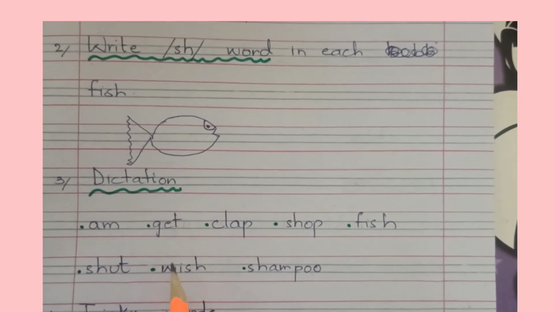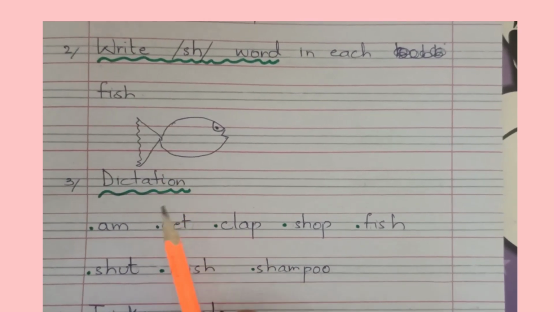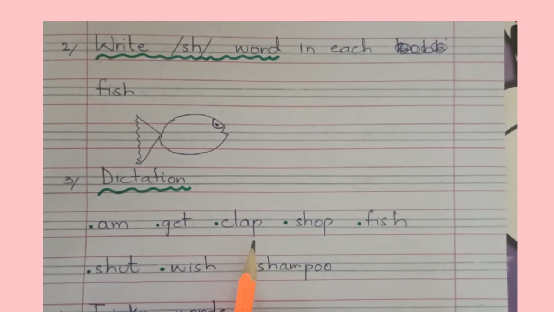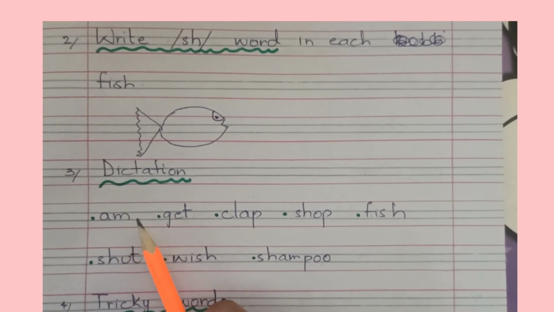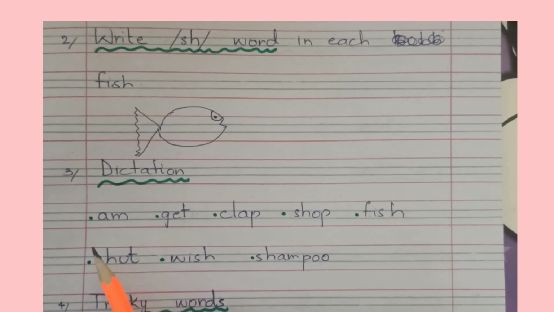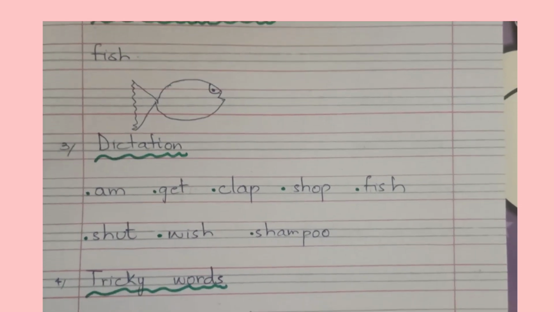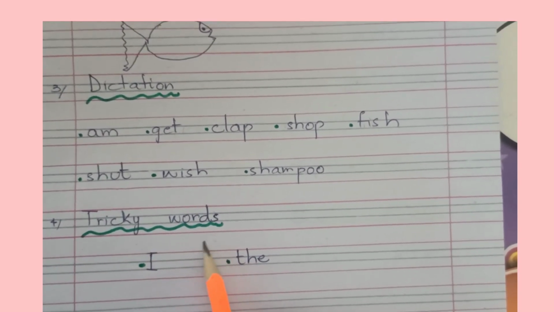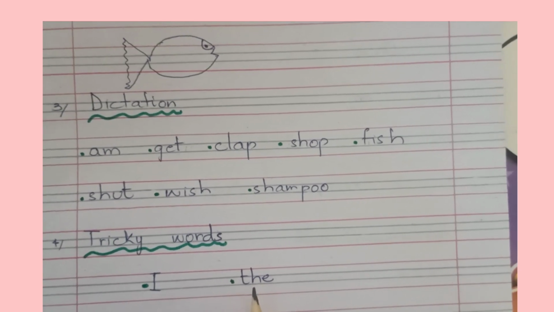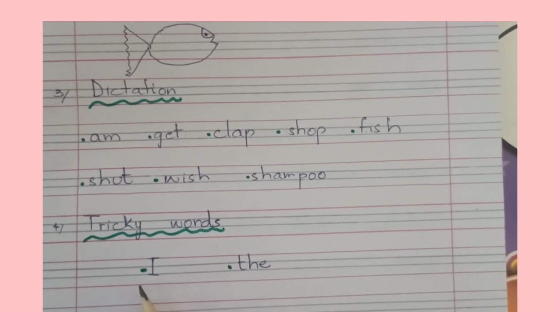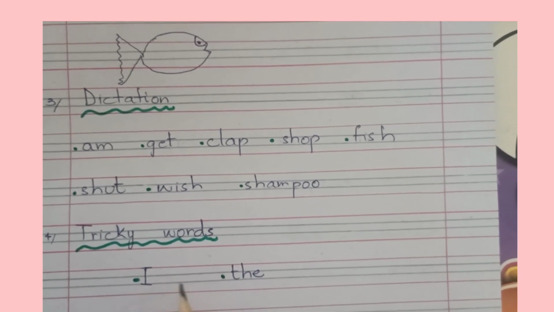Then here I am sharing a list of dictation words which you can ask them to write at this stage: cat, clap, shop, fish, shed, wish, shampoo. Shampoo is basically a tricky or sight word or a repetitive word. And here are also 2 tricky words which you can ask them to write, and you can also say them. These are basically the sight words: I and the.